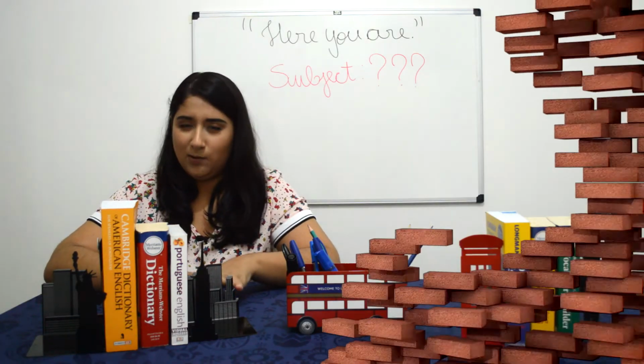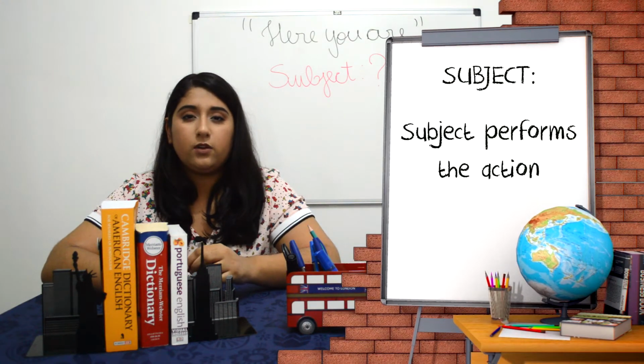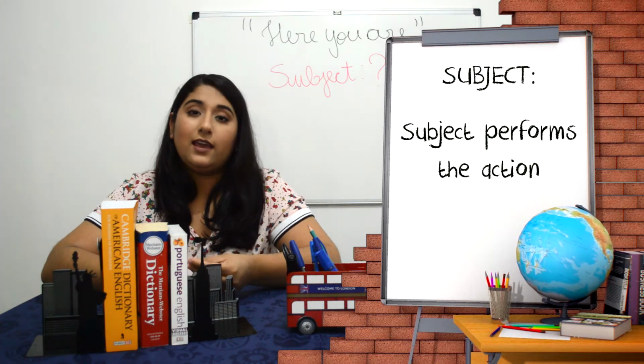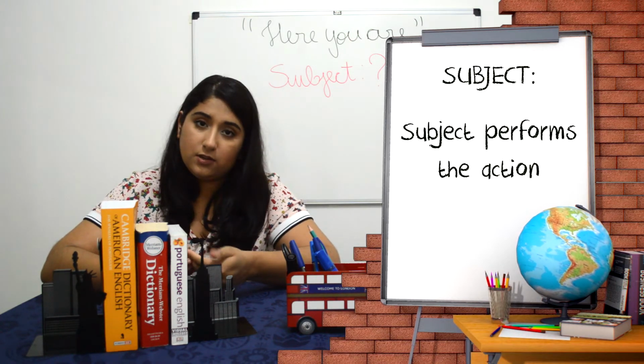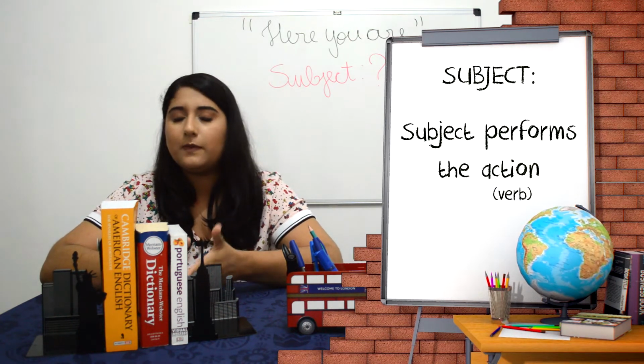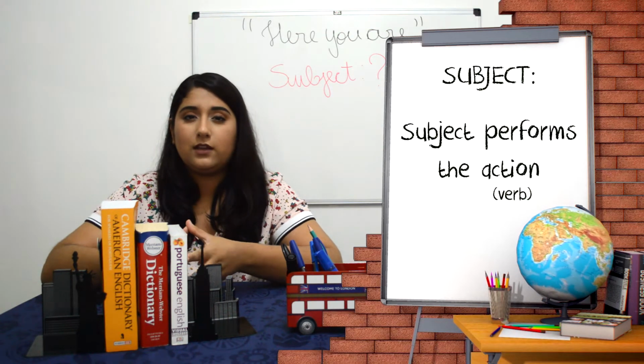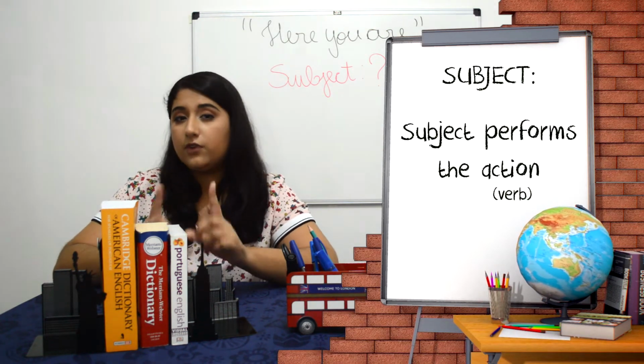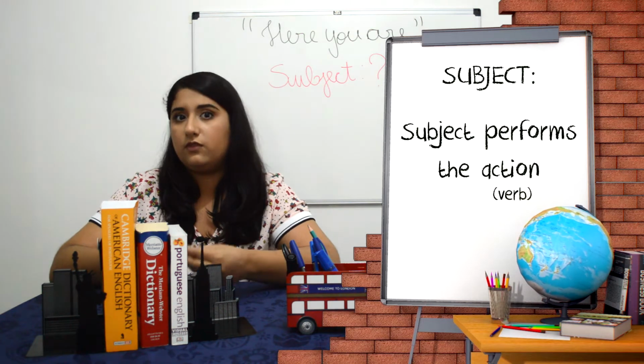Let's start with the subject. The subject is the one who performs an action. And if we are talking about an action, we are talking about a verb. So if you want to identify the subject of a sentence, first you have to identify the verb.